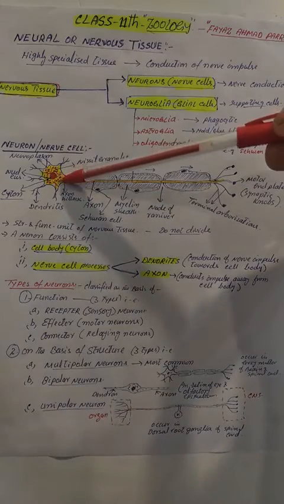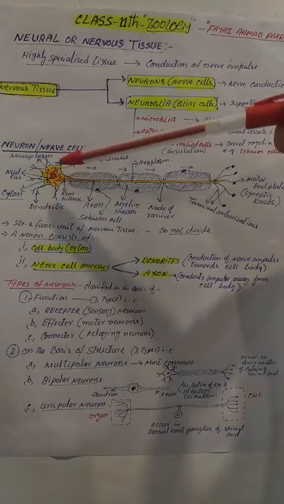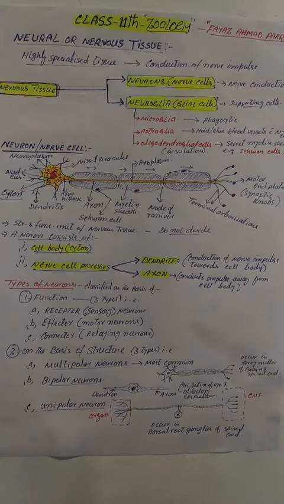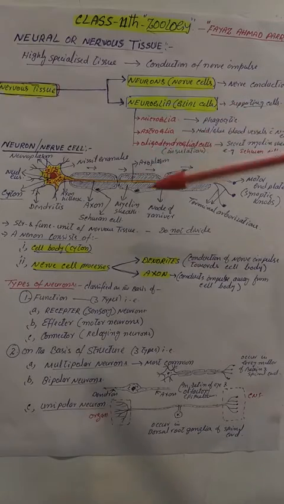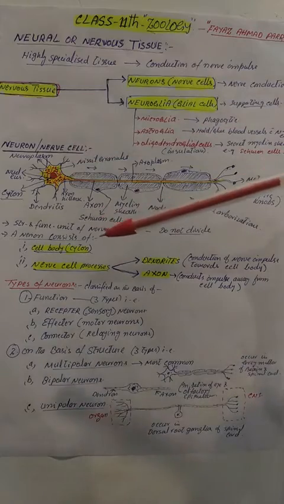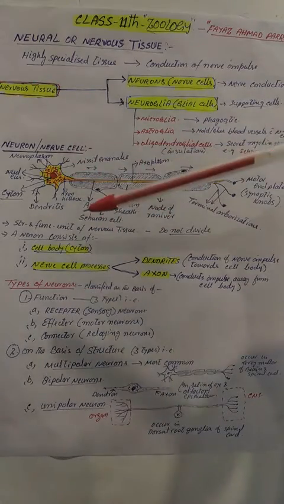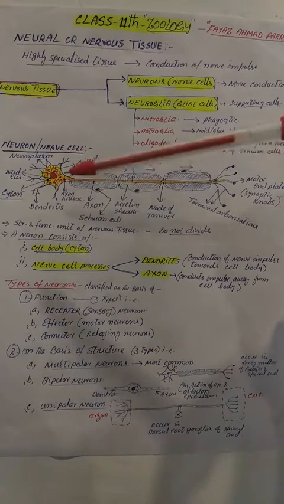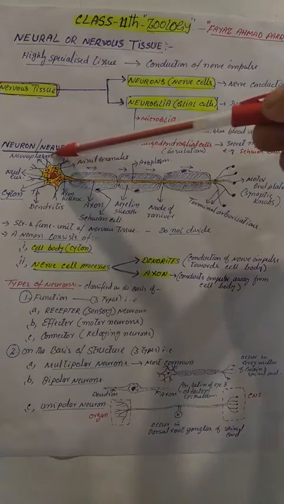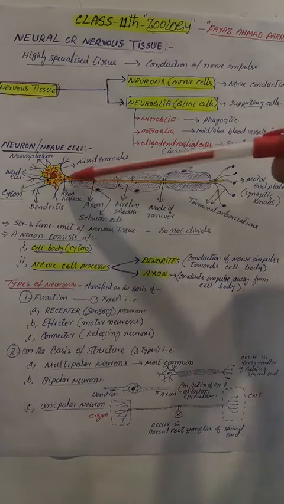Now Nissl's granules, as you can see there, they synthesize proteins for the nerve cell. Now after this, we will understand about the nerve cell processes. The nerve cell processes are of two types. As you can see here, these are the dendrites and secondly the axon.